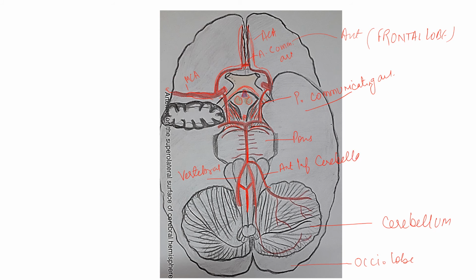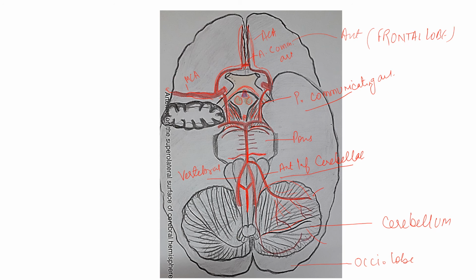cerebellar. So this is the cerebellum, and you can see it is divided into two parts: the anterior part and the posterior part. So the inferior surface of this cerebellum, anteriorly it is supplied by this artery, your anterior inferior cerebellar artery, that is supplying the inferior surface of the cerebellum on the anterior side. So this whole anterior surface is supplied by this anterior inferior cerebellar artery, that is the branch of this basilar artery.